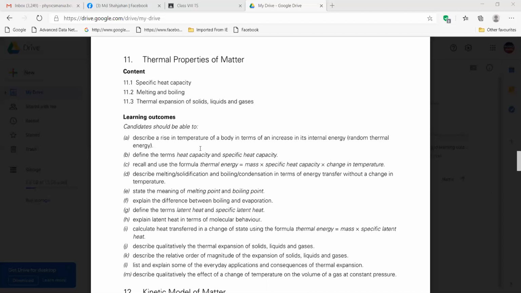Yes, sir. Tell me, please. Heat capacity, the ability of any object to increase its temperature by 1 degree Celsius by giving 1 joule of heat energy is called heat capacity. No, no. Before that, internal energy. Is anything written about internal energy?